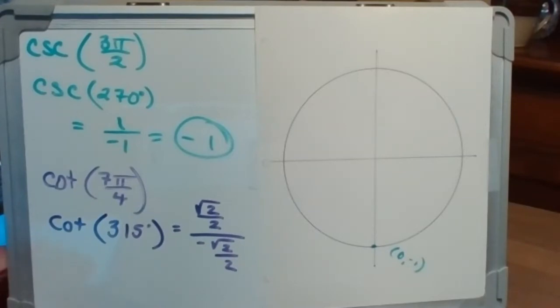Well, square root of 2 over 2 over square root of 2 over 2 is just 1, and we have a positive divided by a negative, so we get -1. Questions on finding exact values on our unit circle? Super important. Gotta know it.